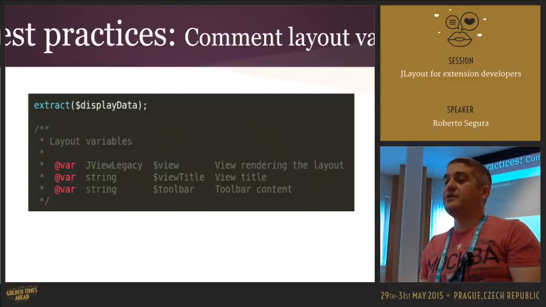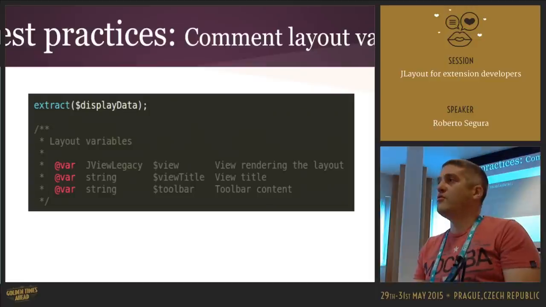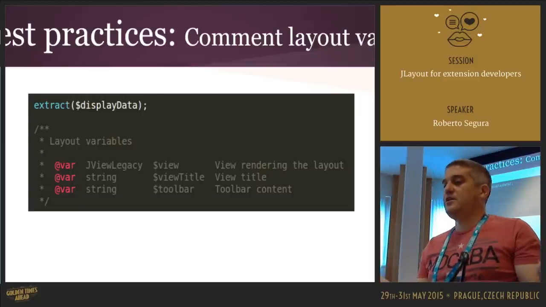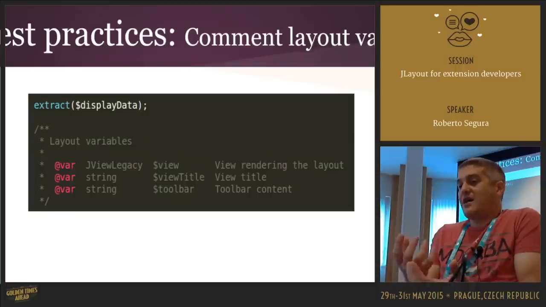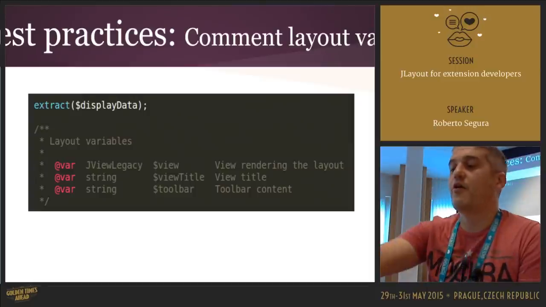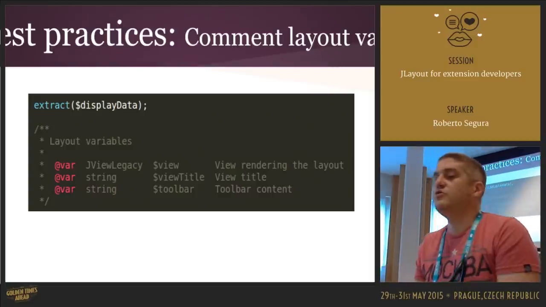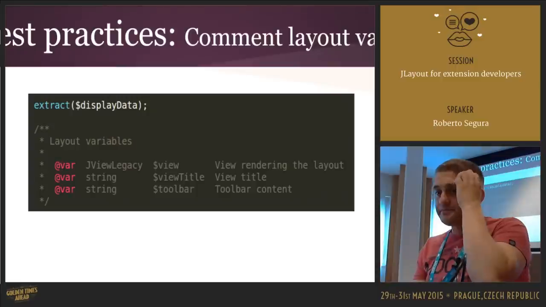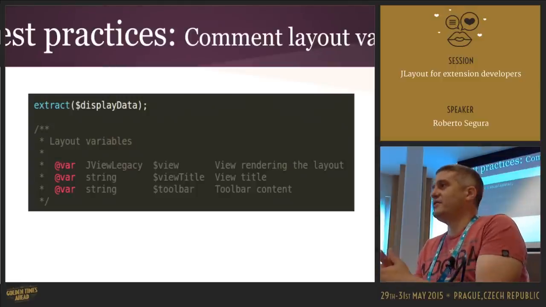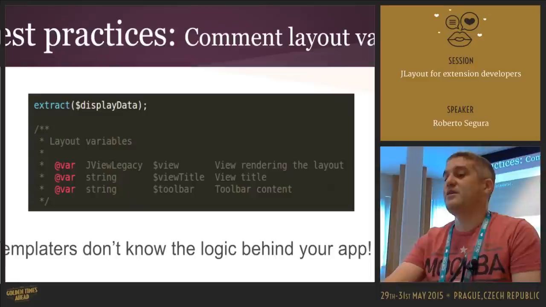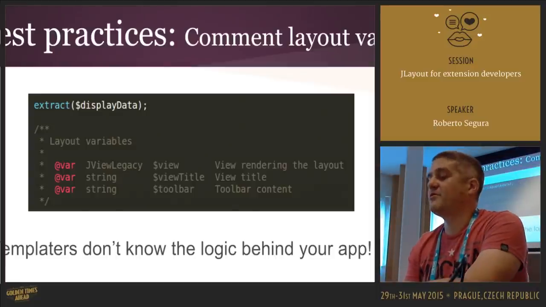We have talked before that templaters, frontenders, don't like it. Templaters don't know which variables are inside. If we use the extract method that we said before, they wonder what they have to style, which information they have to style it. So putting something like this on top of your layout tells the templater, okay, you have a view, you have the view title, this is a string, the toolbar. So they have all the information. Of course, they could print or var dump the display data, but here's a good way to say, hey, frontender, I'm thinking of you. They don't know what your application is doing. That's why, for example, using a view method for them is something complex.